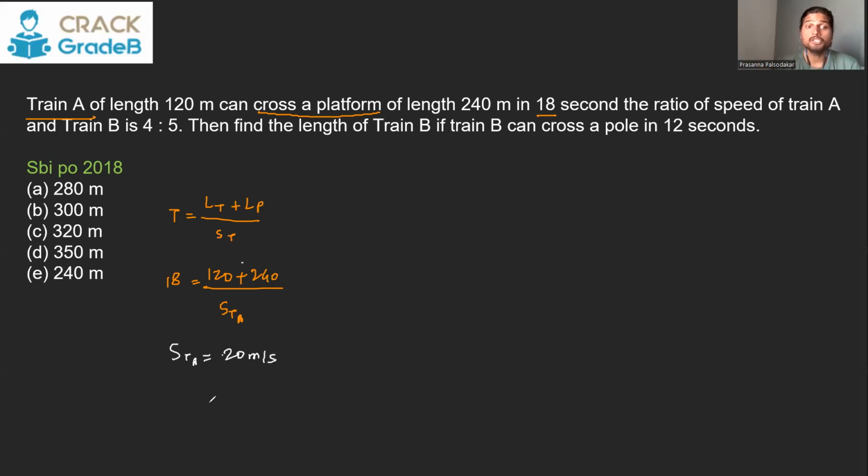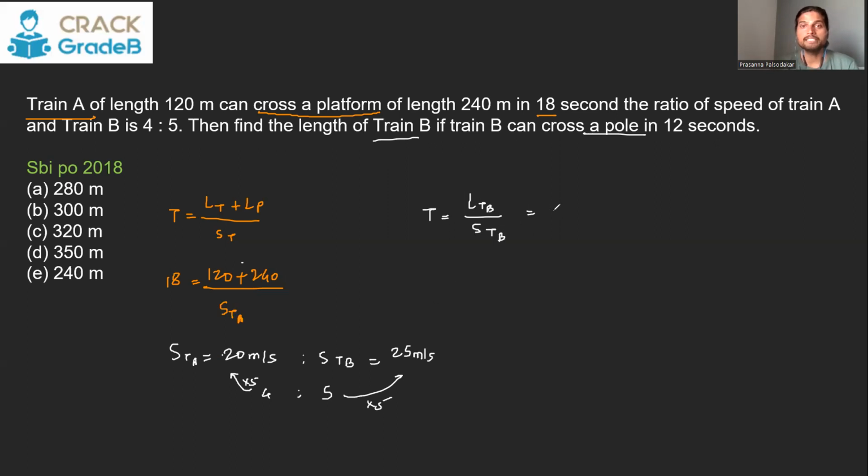Now the ratio between speed of train A and speed of train B is given as 4:5. So to maintain this ratio, if this is getting 5 times, this must also get 5 times. That means speed of train B is 25 meters per second. Now they are asking how much time train B will take to cross a pole. Time to cross a pole is length of train upon speed of train, in this case length of train B upon speed of train B.